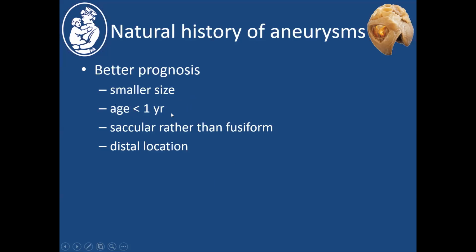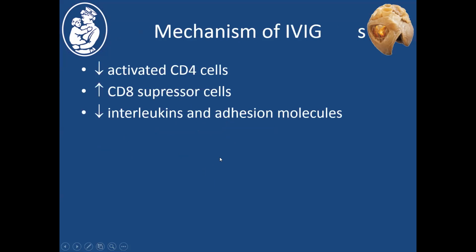If the patient is under a year of age, there tends to be more healing of the aneurysm. Saccular aneurysms seem to resolve better than fusiform, and a more distal location seems to be better prognosis. Proximal aneurysms are less likely.